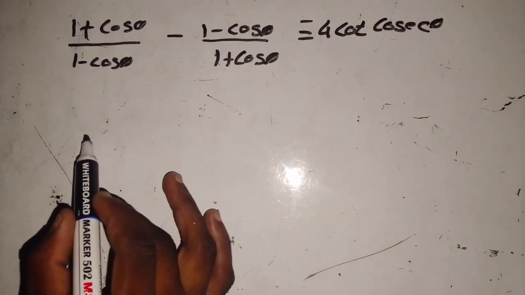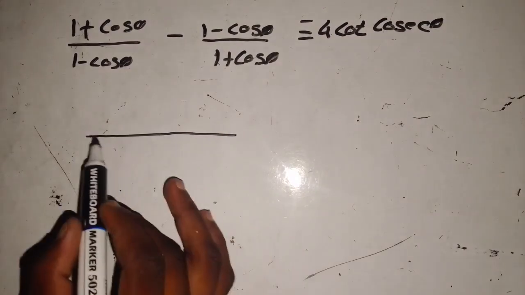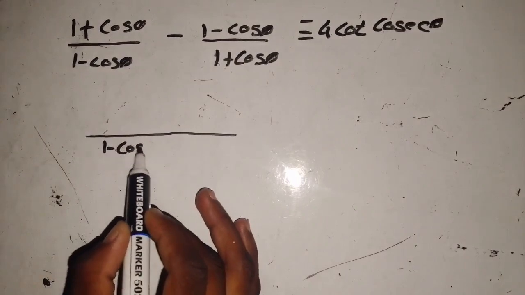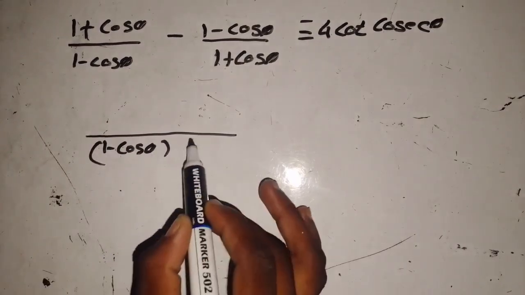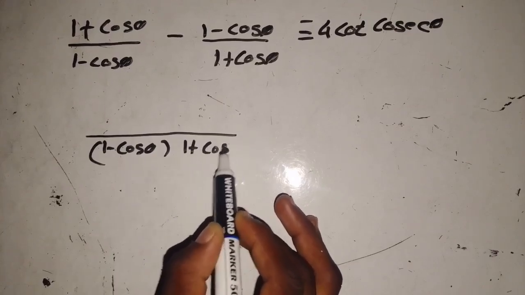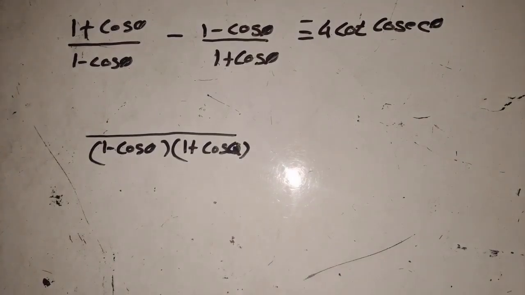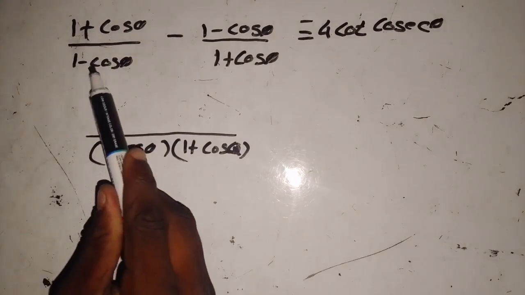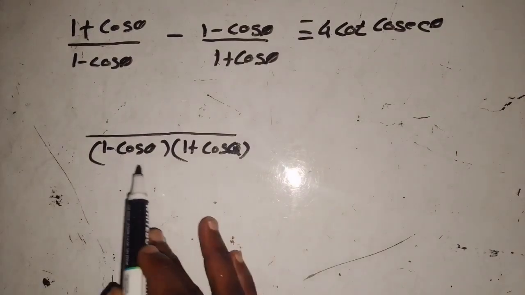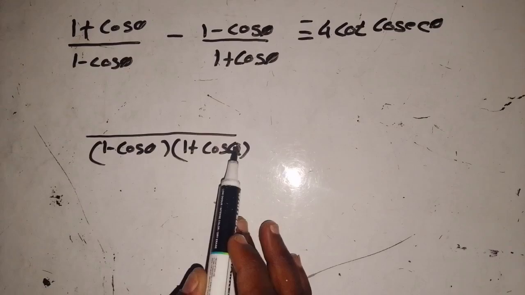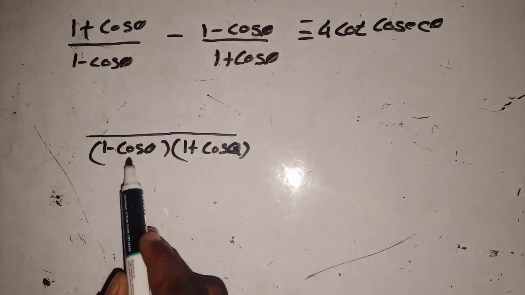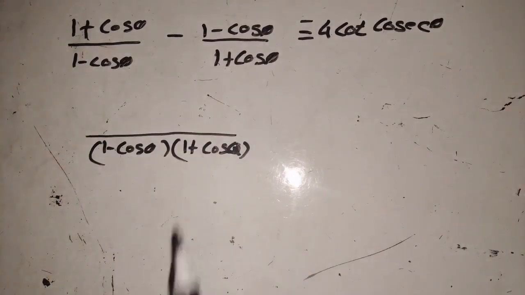So here we are going to have 1 minus cos theta times 1 plus cos theta as our common denominator. Oh, this is cos theta, sorry. Then let's begin our division. We know that 1 minus cos theta into this, we're going to remain with the 1 plus cos theta, because 1 minus cos theta into this is 1, multiplied by this, so we're going to remain with the 1 plus cos theta.